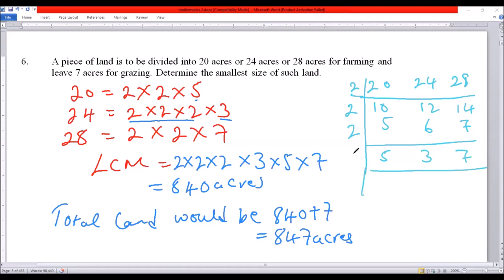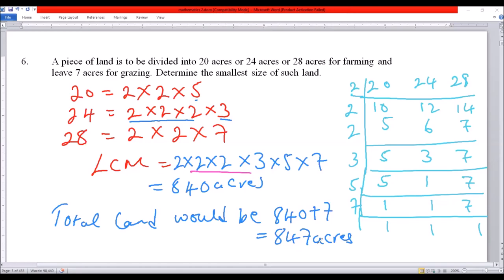This is where now you divide by 3. We get 5, 1, 7. We divide by 5, we get 1, 1, 7. And finally, we divide by 7, we get 1, 1, 1. So the LCM here is the same as what we have here. And when you add 7, you should end up with 847 acres. So that's how you work out that question.